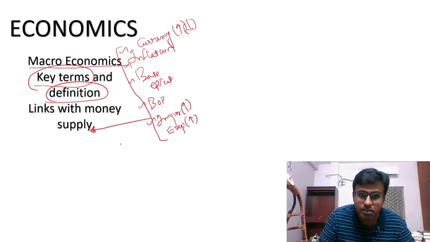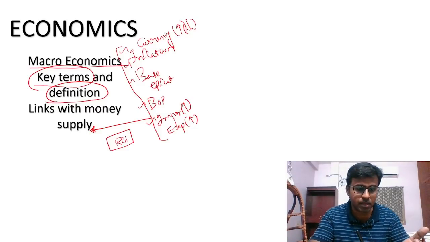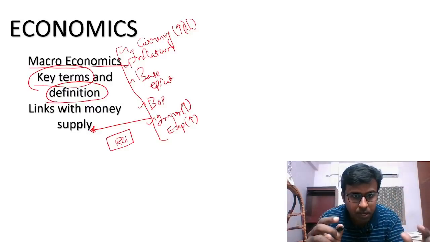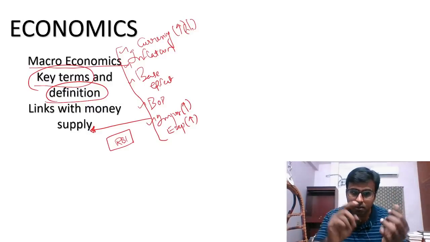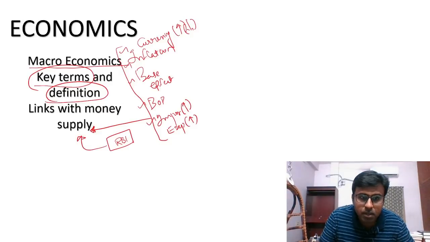For example, any step RBI takes, so RBI வந்து whatever measures they are taking, cash reserve ratio, statutory liquidity fund. There is one separate chapter. In that chapter, whatever step RBI is taking, what happens to this money supply, idha neenga padikkanum.